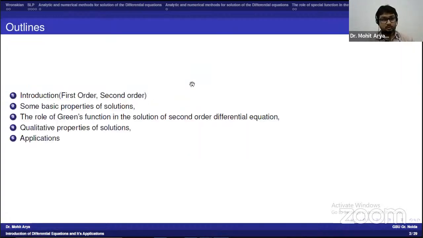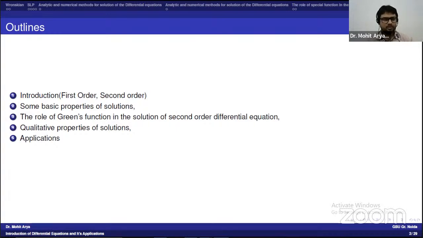So today I will explain about differential equations and their applications. These are the outlines of today's educational presentation. First, I will talk about a brief introduction of first order and second order differential equations. Then I will tell some basic properties of the solutions of differential equations.